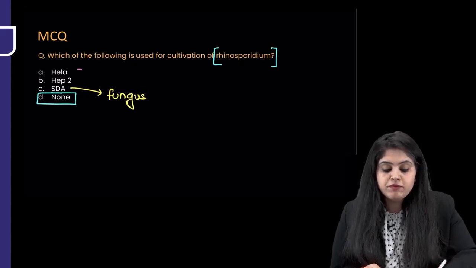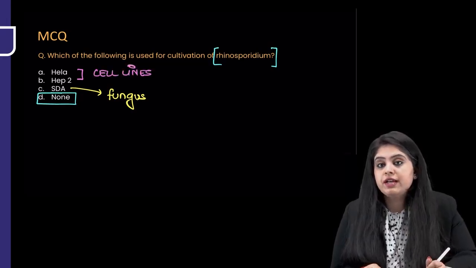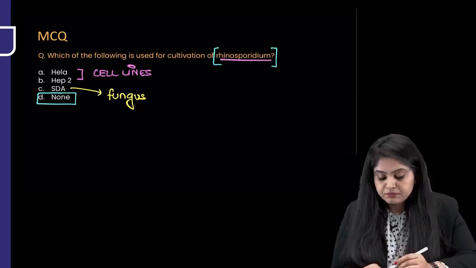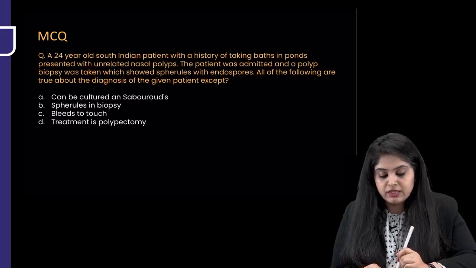What is HeLa and Hep2? If you've heard the virology lectures, HeLa and Hep2 are cell lines. HeLa and Hep2 are cell lines which are used for growing the different viruses. But for Rhinosporidium, I don't need either because it cannot be grown at all. Coming on to the next question that we have.